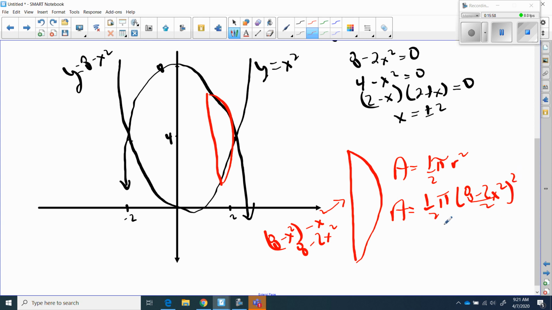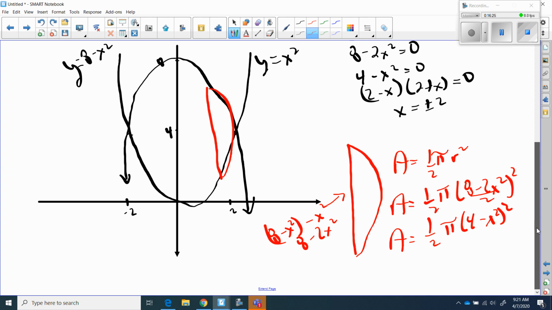Now let's clean this up as best we can. We could divide both of these by 2 and say we've got 1/2 pi times 4 minus x squared, squared. I think we'll just leave it like that for now. We could expand it out. Sometimes expanding it out now would help, sometimes it doesn't. We'll see which is our best option here.